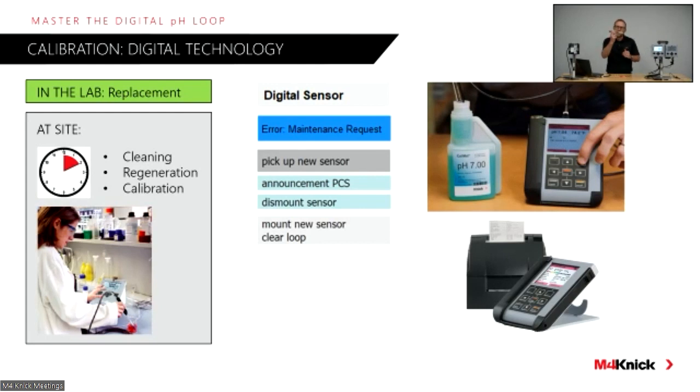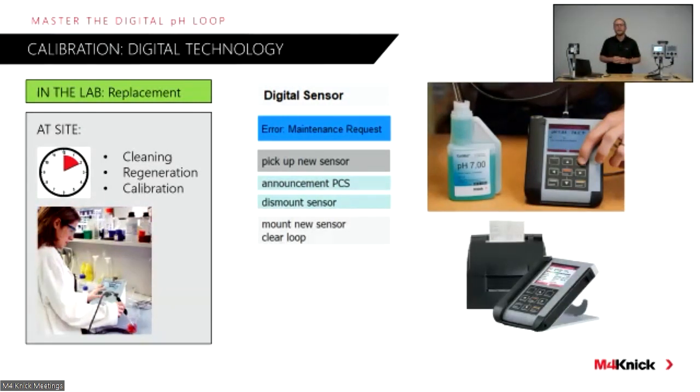These sensing elements can be adjusted or calibrated in the laboratory or in the maintenance shop ahead of time. So you can utilize things like the portable meter that you see here on the screen. This is the Knick Portavo meter.